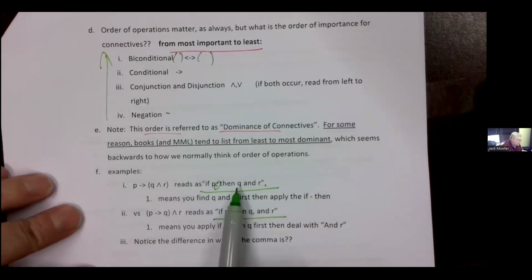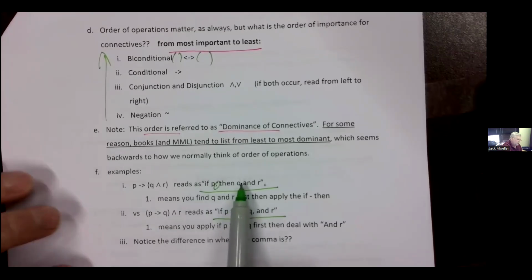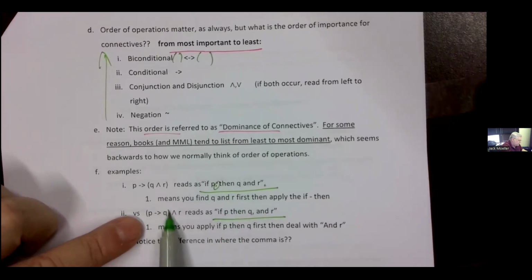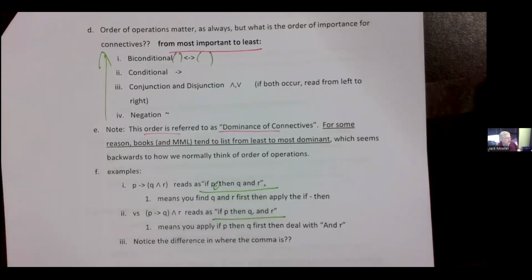All right, so that's saying the if is the important part, then the Q and R are kind of together. Whereas on the next one, when we have the parentheses around the if-then, so if P then Q, comma, that's before the comma, so that's all one thing. And then the Q and R is after the comma. So pay attention to commas as we're going through the English translations.